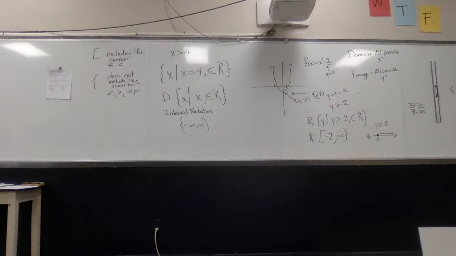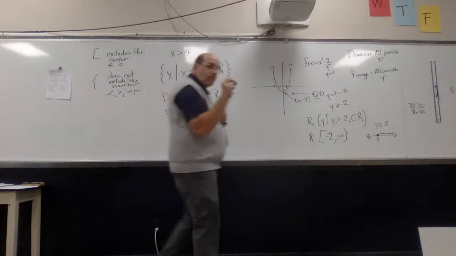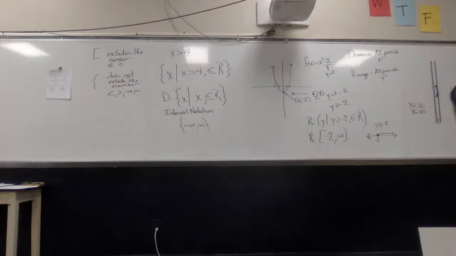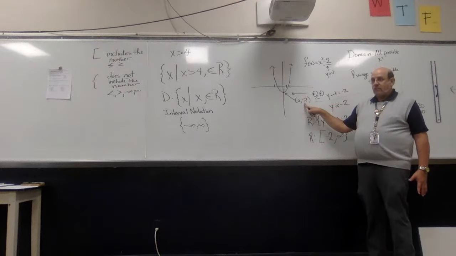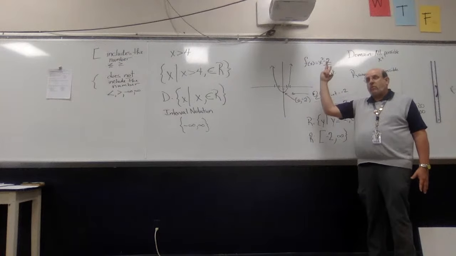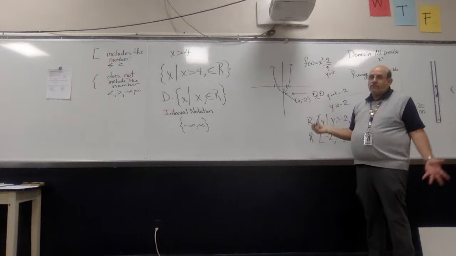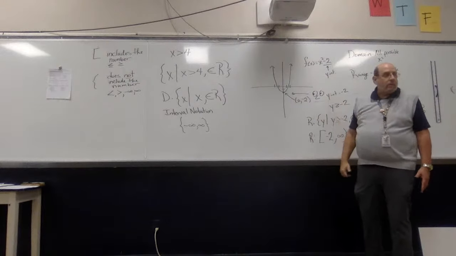Now, the functions that you are given have your vertex given to you. The vertexes are given in the two functions at the bottom of the page. So we're going to know what the range is because we know what that y value is. Remember I said the y value is our minimum or our maximum. Here it's a minimum because it's pointing up. If it's pointing down, it's a maximum. It's the top of the parabola.